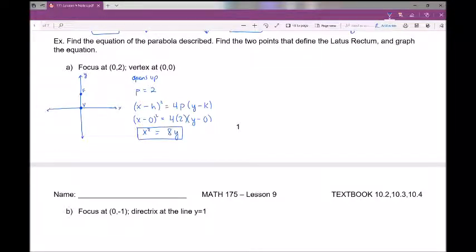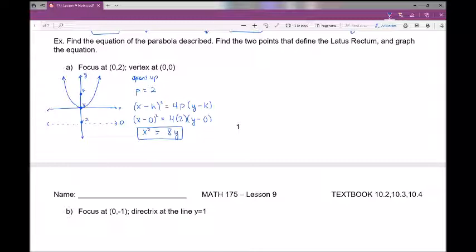Another way you could have done it is found the variable a and found it in vertex form as well. The last thing we need to do is just find the 2 points that define the latus rectum. So let's finish sketching our graph here. We know our parabola must open up. We know the directrix now must be at -2 because the focus was at +2. So this is -2.